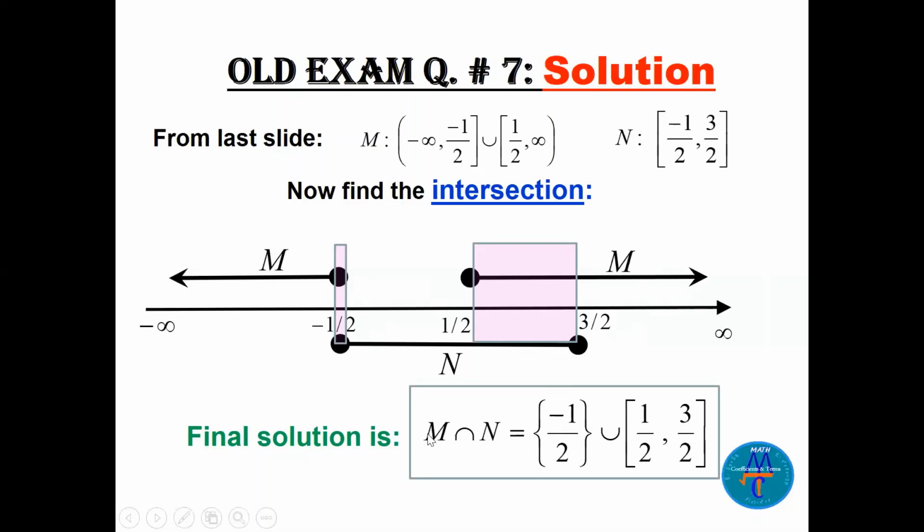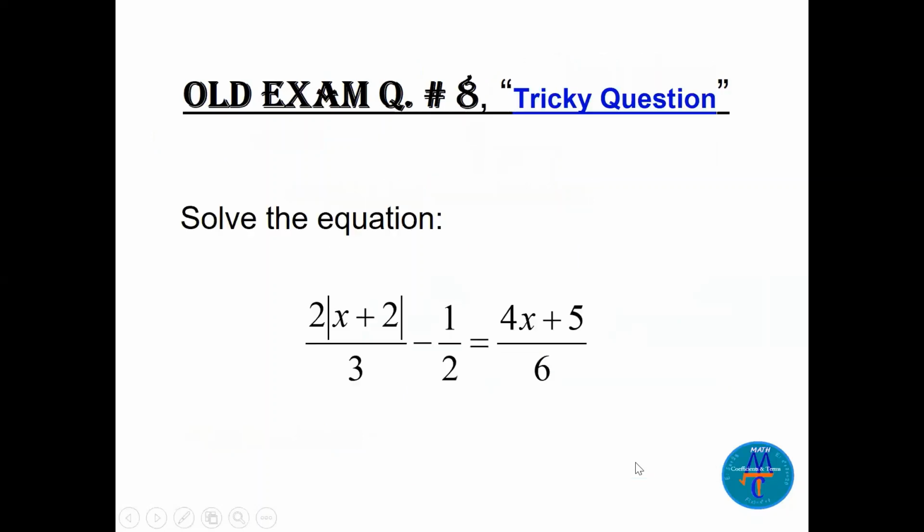So when we say find M intersection N, this is M on the top. Below here is N. The intersection will be one number, union, another interval. In the answer, we have to put all union, 2 intervals or 3 or whatever. So here we have one number, see the set here, one number and union the interval. That's M intersection N. The answer is tricky.